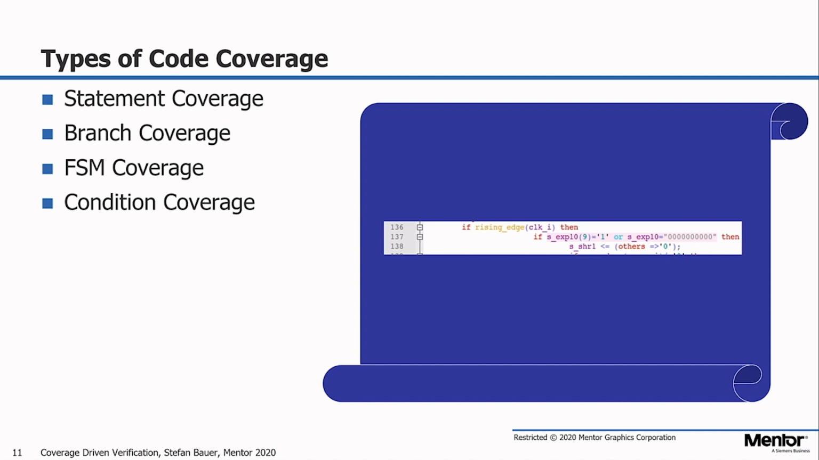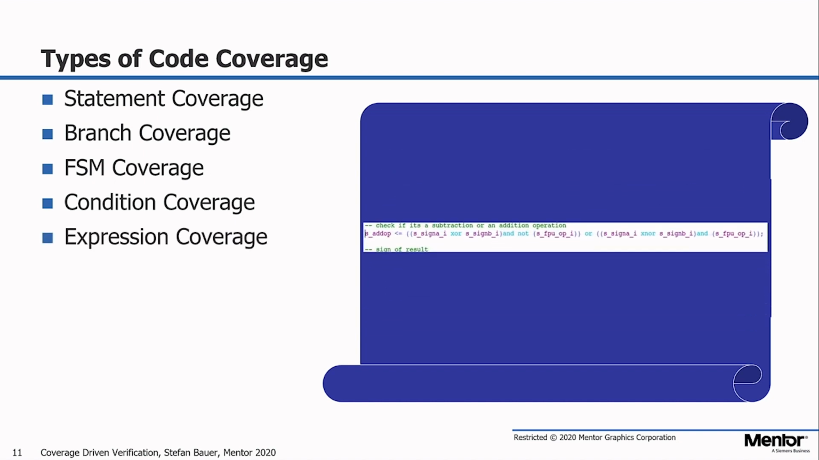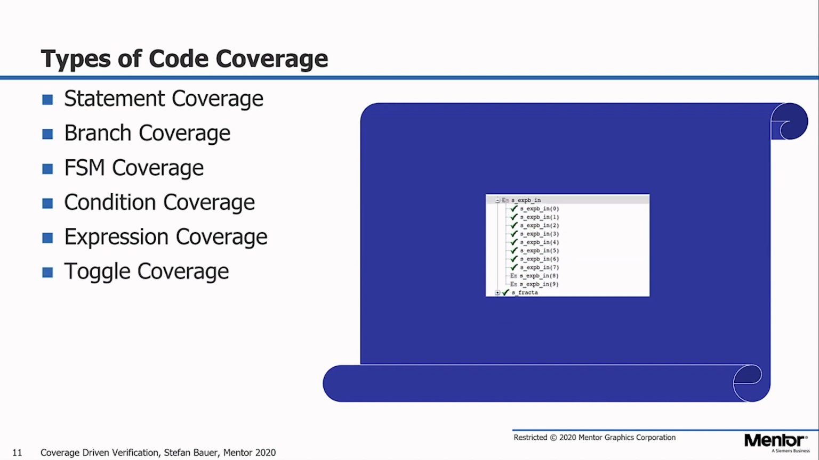Condition coverage analyzes the decision made in if and ternary statements and can be considered as an extension to branch coverage. Expression coverage is quite similar to condition coverage. It analyzes the expressions on the right-hand side of assignment statements, and as I said, it's similar to condition coverage. Last but not least, toggle coverage. Toggle coverage counts each time a logic node transitions from one state to another.